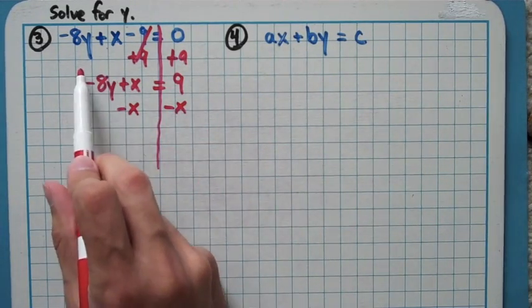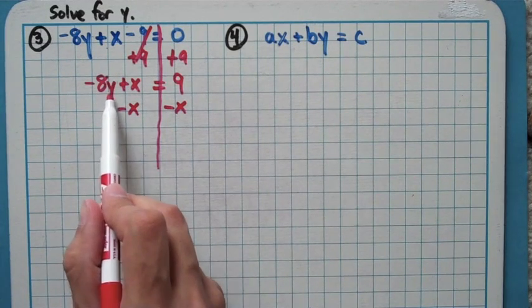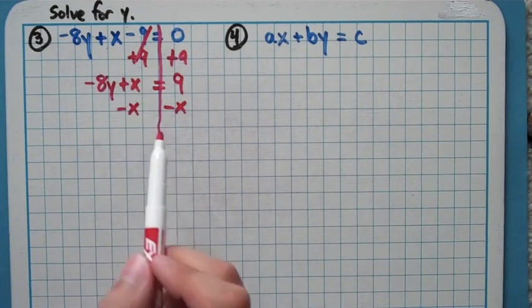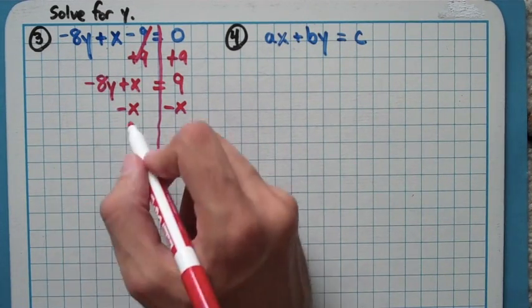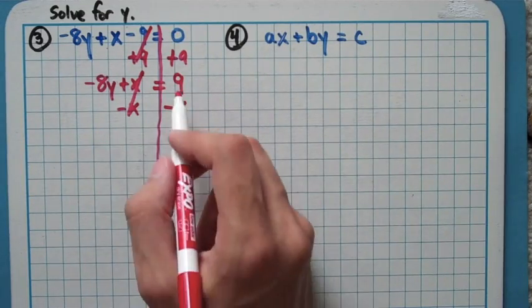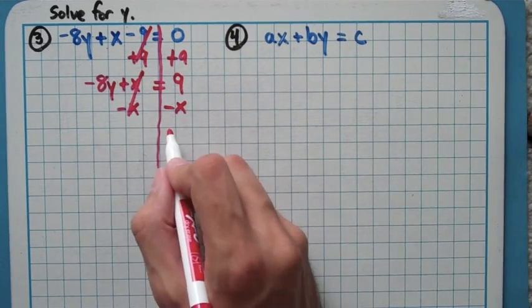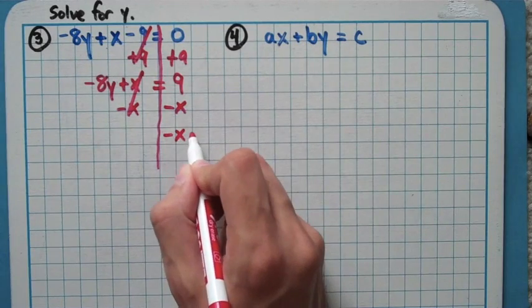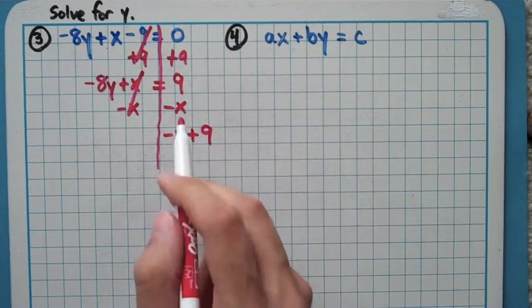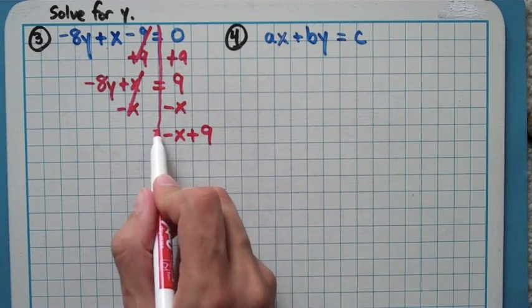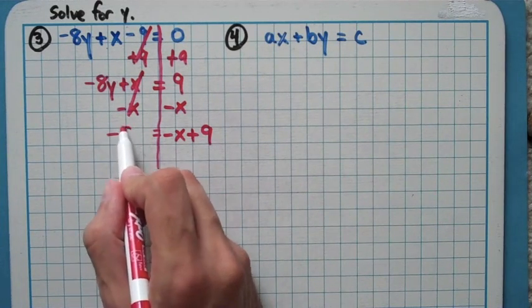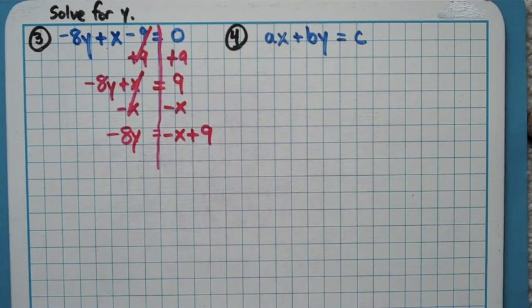Notice the y was written first here. That doesn't change anything. You just need to get the y by itself. Some people will still go for this one because it's in the y spot, but you just make sure you're getting y. 9 minus x, nothing I can do with that, so I'm going to write down negative x plus 9 instead, just rewriting the order, flipping it around. These canceled. Negative 8y is all that's left here.